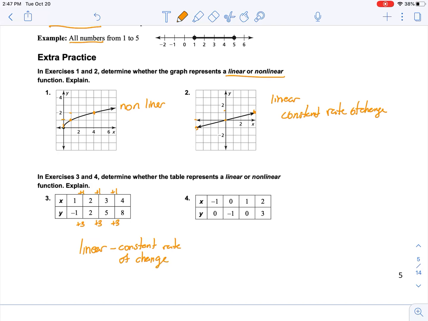If we come over here, this goes up by 1, it goes up by 1, and it goes up by 1. So my x value is changing constantly. However, my y is going to go down 1, it's going to go up 1, and then it's going to go up 3. So there is no constant rate of change. So this is non-linear.